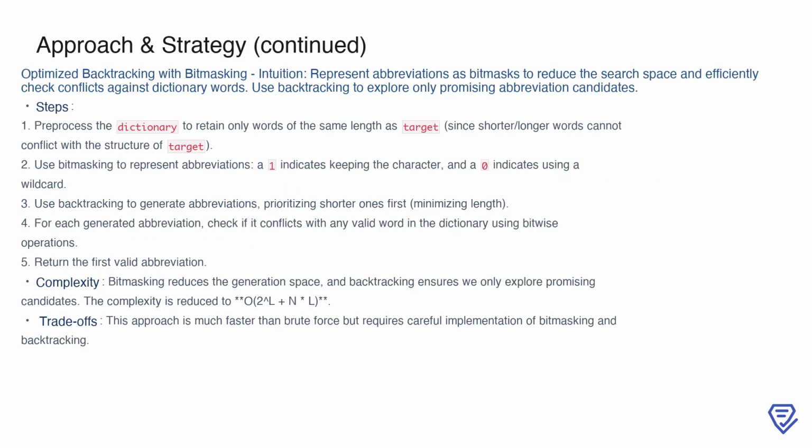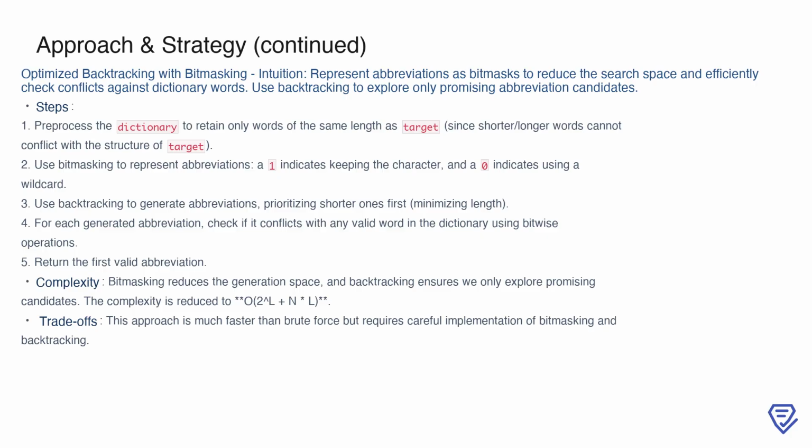To improve upon brute force, we can use an optimized backtracking approach combined with bit masking. The key intuition here is to represent abbreviations as binary bit masks, where a 1 keeps the character and a 0 replaces it with a wildcard. This drastically reduces the search space while enabling efficient conflict checks. The first step in this approach is to pre-process the dictionary, filtering out words whose lengths don't match the target, as they cannot conflict structurally.